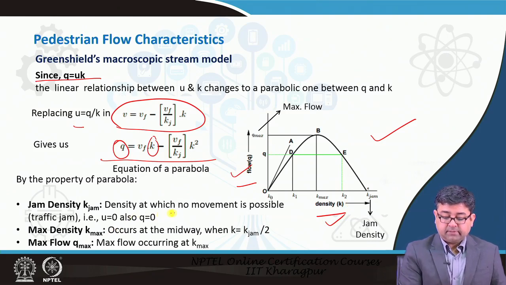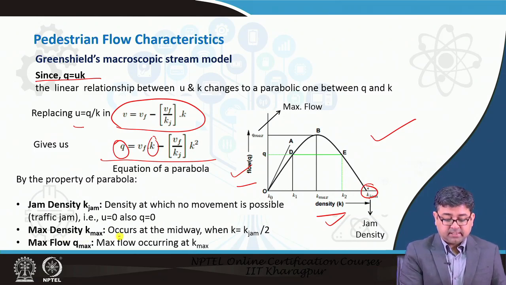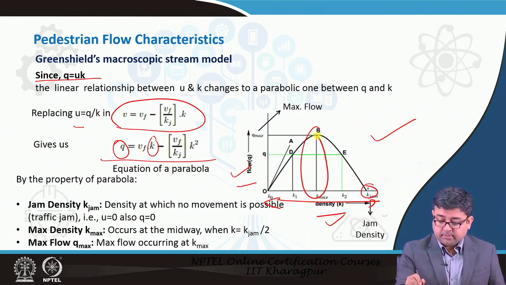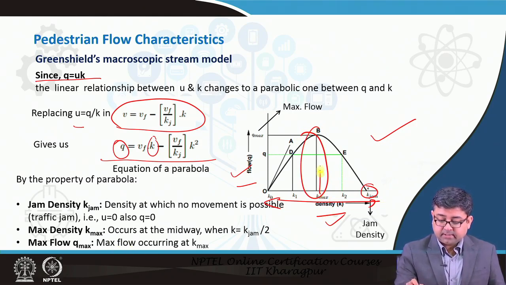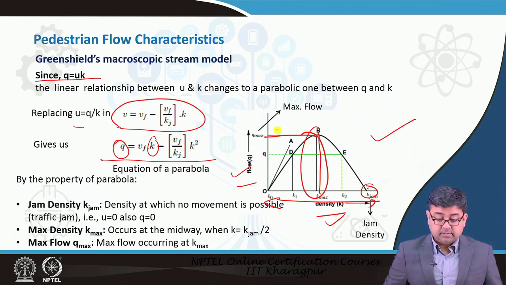Again, the density at which no movement is possible, that is jam density. Max flow occurs midway, so k is equal to k jam by 2. Okay. So, this is k max, k jam by 2, and max flow occurs at k max, simple.